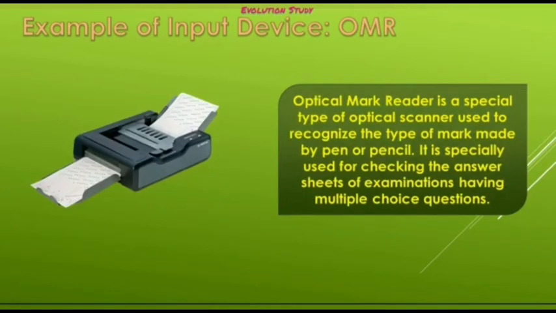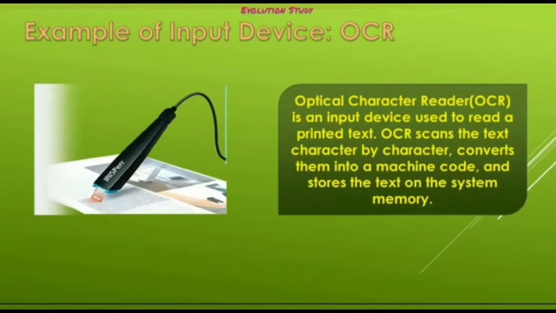What is OMR? Optical mark reader is a special type of optical scanner used to recognize the type of mark made by the pen or the pencil. It is specially used for checking the answer sheets of examinations having multiple choice questions. Optical character reader, OCR, is an input device used to read a printed text. OCR scans the text character by character, converts them into a machine code and stores the text on the system memory.